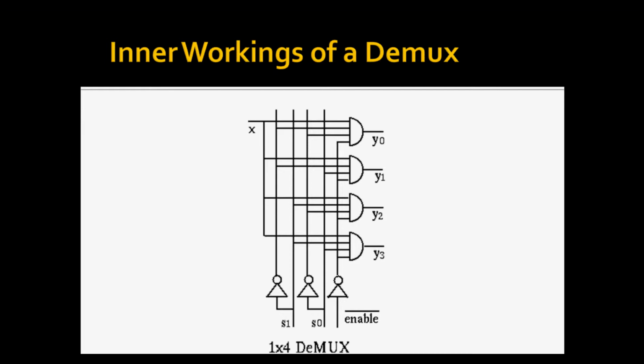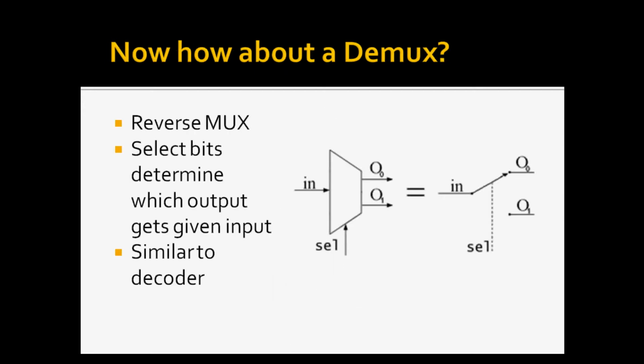However, the significant difference between a demux and a decoder, while they have all these other similarities, is the fact that a demux always has a write enable. However, a decoder doesn't necessarily need to have that configuration. This differentiates a demux from a decoder. Now that we've learned about demuxes and how they're different from multiplexers, let's go on to an example.